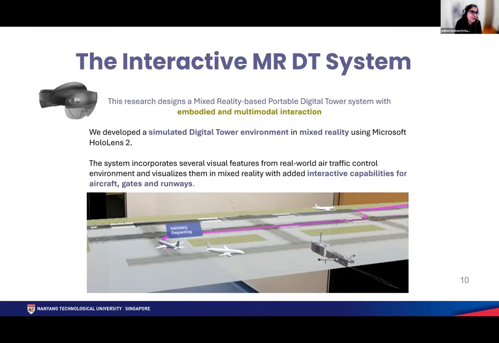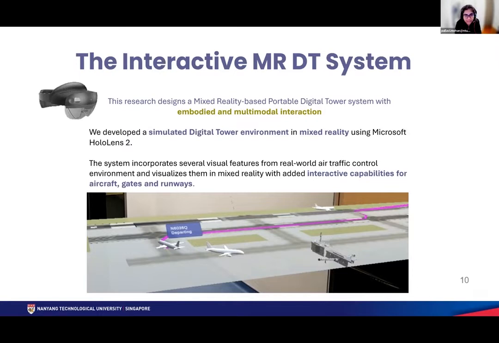So to do this, we basically developed a simulated 3D digital tower environment in mixed reality using Microsoft HoloLens 2. This serves as a proof of concept design to base our interaction design on for a preliminary assessment before we move on to a more mature version of such a system. We're just treading the waters right now. So we added several visual features from real-world air traffic control environments to be visualized in mixed reality, and we incorporated interactive capabilities to them. So specifically to aircraft, gates, and runways.